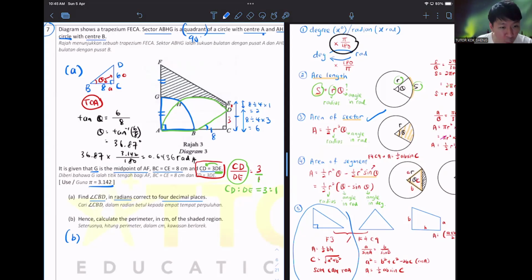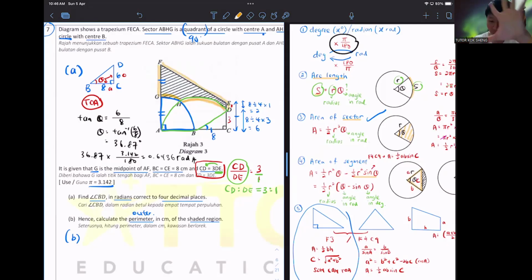The next one, B, is: calculate the perimeter in cm of the shaded region. Perimeter is just the outer part of the shaded region. So we have this length, and this length, and GH, HD. Wow, so many things here to find. And one more is DE, the small little part there.